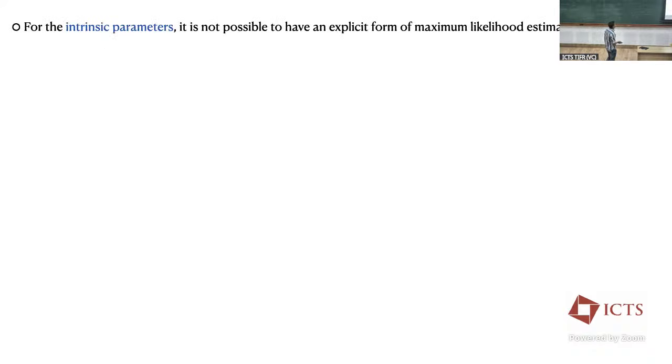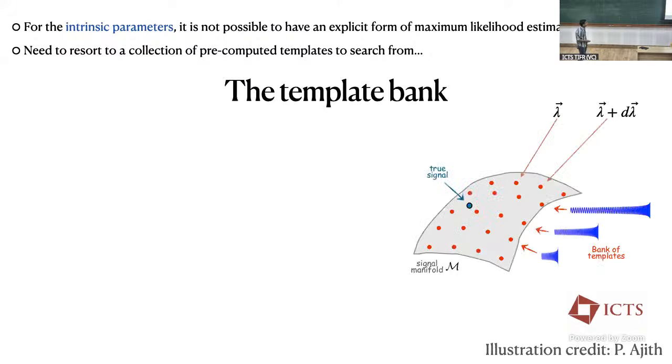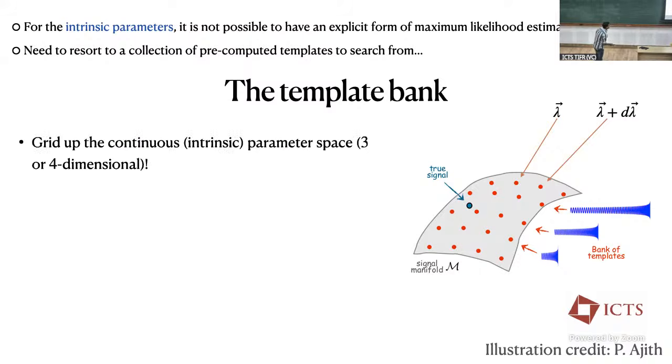What cannot be taken care of analytically are the intrinsic parameters. Therefore, we need to resort to a collection of pre-computed templates to search from. Since we have all those different lambdas, we'll create our template bank for all those lambdas, create those templates and slide through the chunk of the data we are given. This is literally what LIGO does, and they have created millions of templates and they use this particular template bank to do the low latency search in real data.